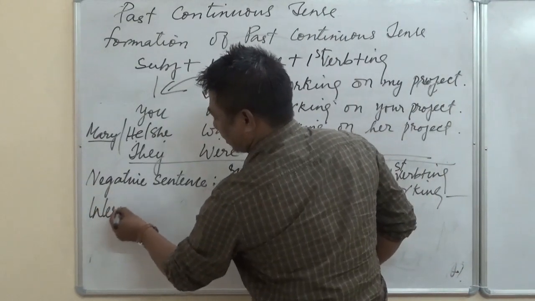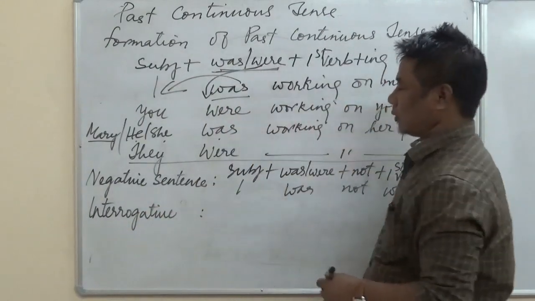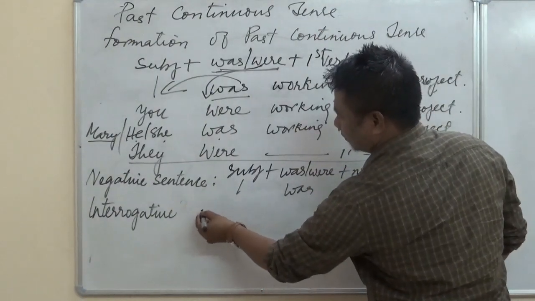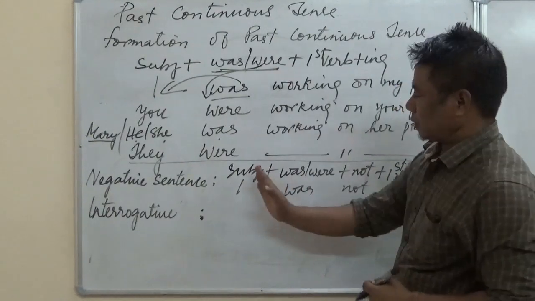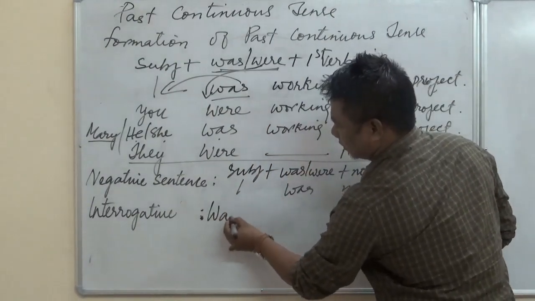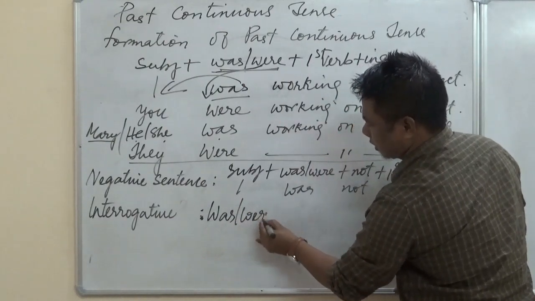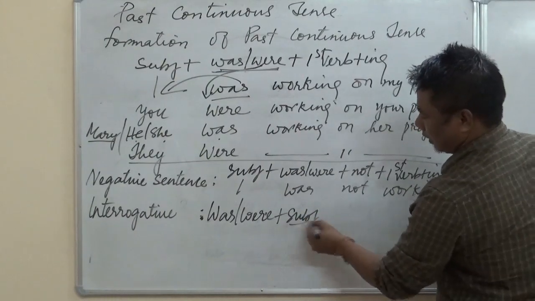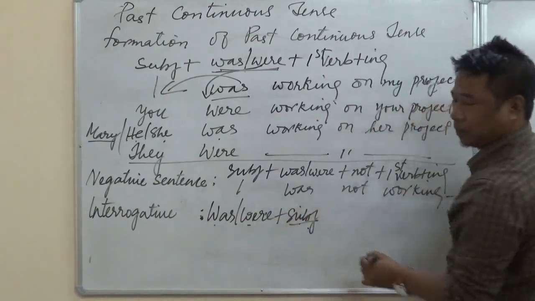To make a question, an interrogative sentence, how do we make an interrogative sentence in the past continuous tense? Since it is going to be a question, you have to take was or were to the beginning. Then the subject. For the subject I, it is was I. For you, it is were you.